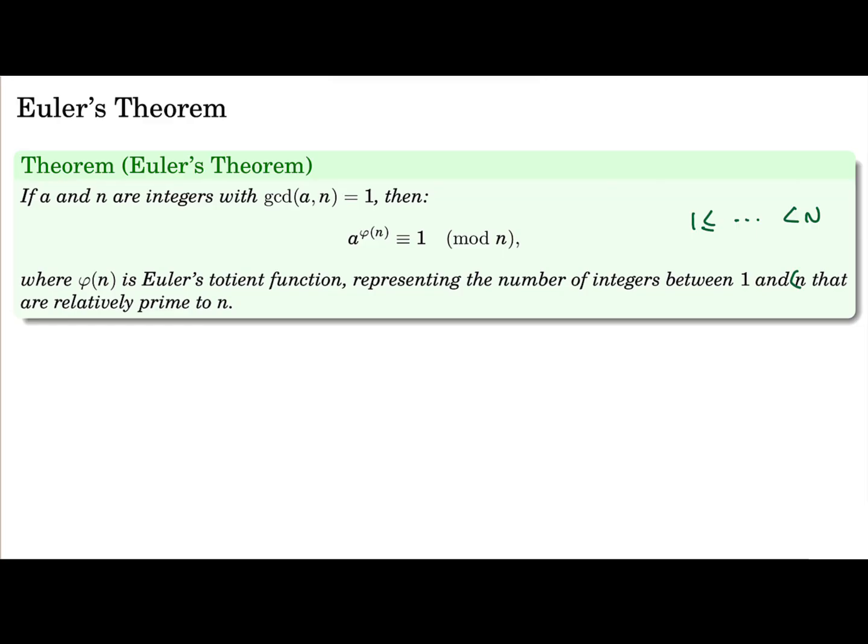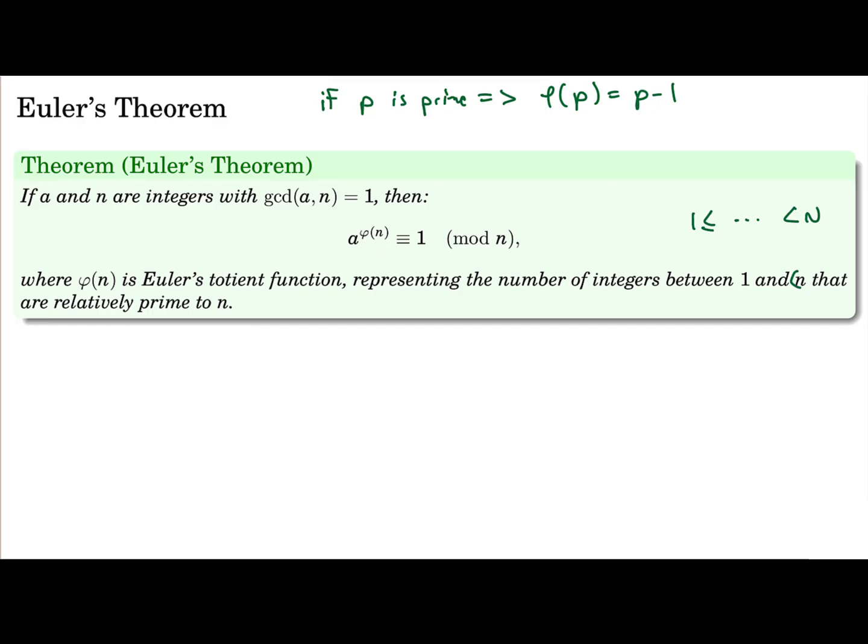So in particular, if p is prime, then phi of p: if you look at the numbers between 1 and p, there are p minus 1 of them, and all of them are relatively prime with p, so phi of p is just p minus 1. And so if you take n prime, this is just Fermat's little theorem. So this is a generalization of Fermat's little theorem.